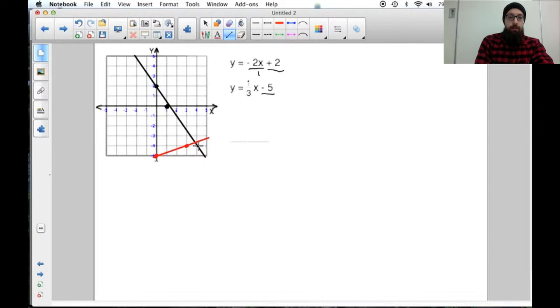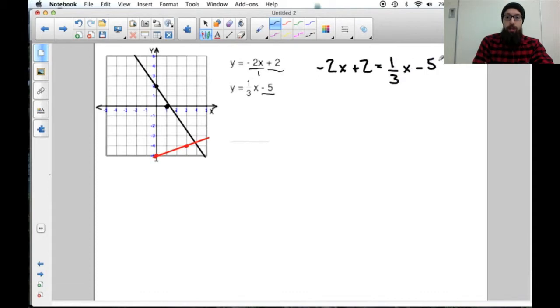Now, because I'm doing this on the computer, not on graph paper, I'm not getting the best line I possibly could. Right now I can't really tell what it's supposed to be, but what I can do is solve the system of equations. I have my two lines already in slope-intercept form, so I can set negative 2x plus 2 equal to 1/3x minus 5. From there we can start figuring out what our x and y are.